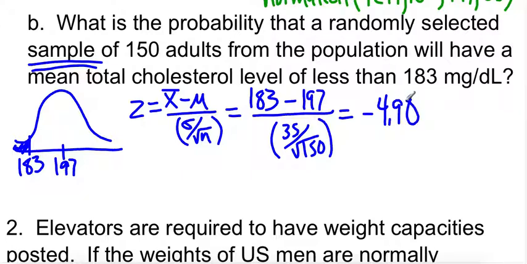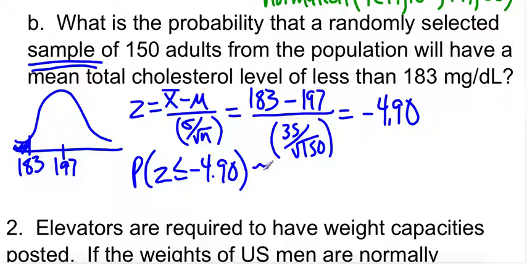So if that's our z-score, now we're going to go to the table, and we want to know the probability that z is less than or equal to negative 4.90. If you're looking at the table, you're going to realize it does not even go that far down. It's practically 0. So it would be nearly impossible for us to take 150 adults and for them to have an average cholesterol that low. That would be highly unusual.